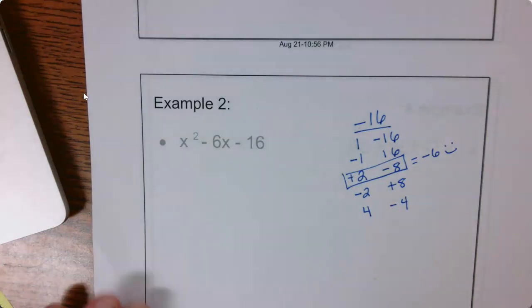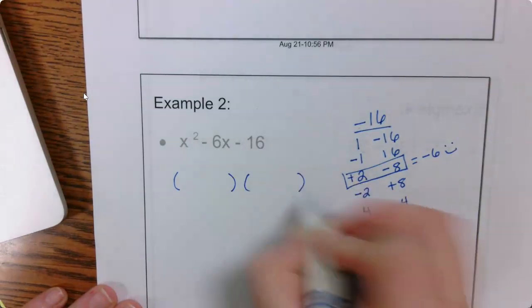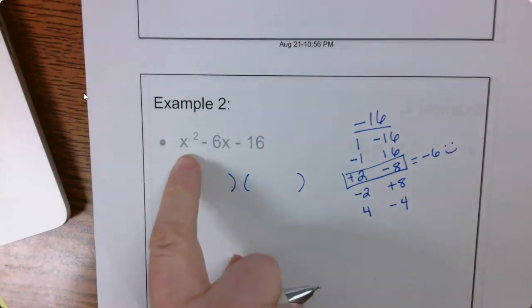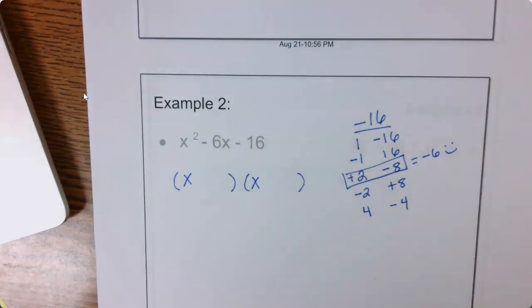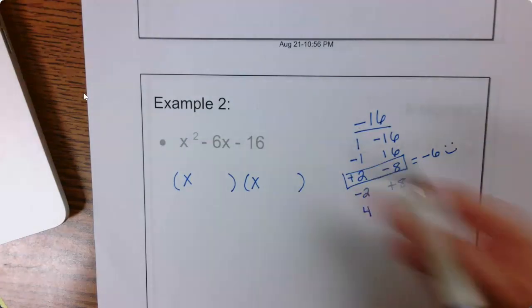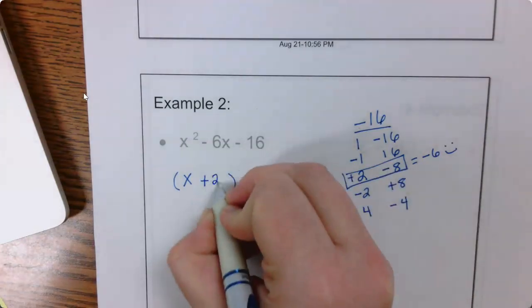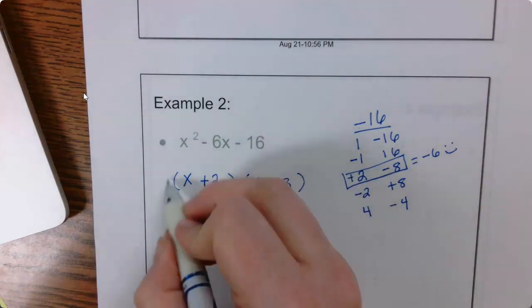So again, set up two parentheses, two binomials. How did you multiply to get x squared? You multiplied x times x, okay? And then what were our two numbers that multiplied to give us negative 16 and added to give us negative 6? Well, that was positive 2 and that was negative 8.